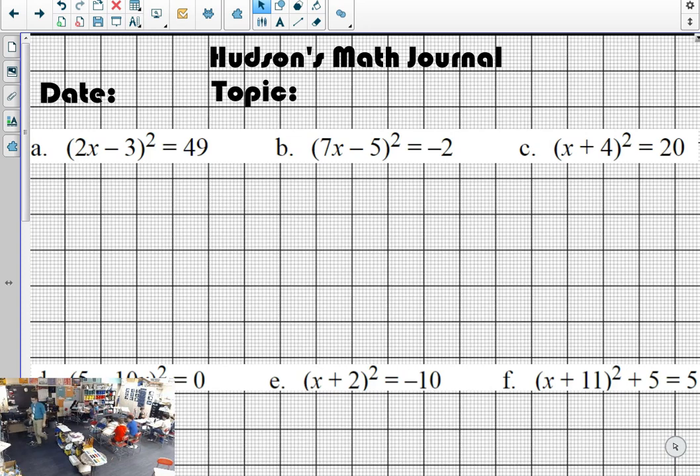Alright, so radical 20 minus 4 is x. You don't need to know radical 20, but the approximate answer is 0.47213595. You have to do both.